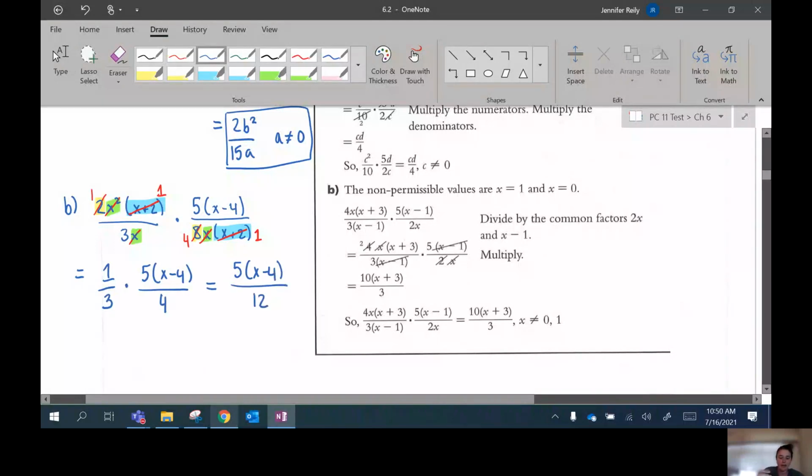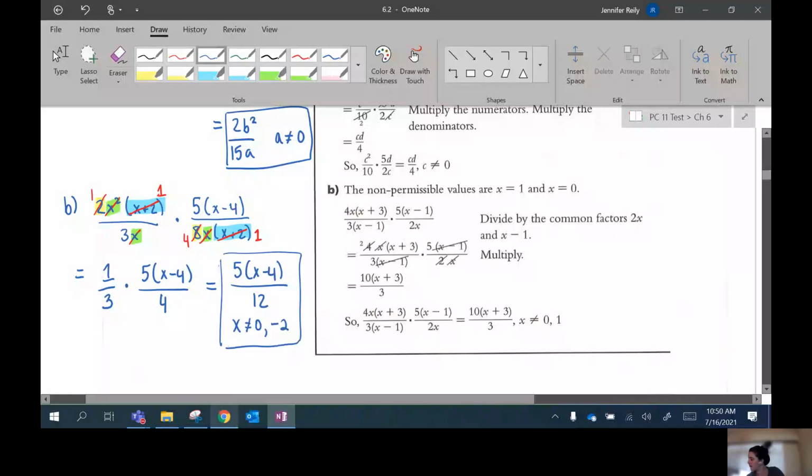And we have to write our non-permissible values. There's actually 2 of them for this question. We look way back to the beginning, and we see any x's that would make any of the denominators 0. So x cannot be 0, because we have 3 times x there. And x cannot be negative 2, because it would make that x plus 2 factor be 0. Okay, so this is my final answer.